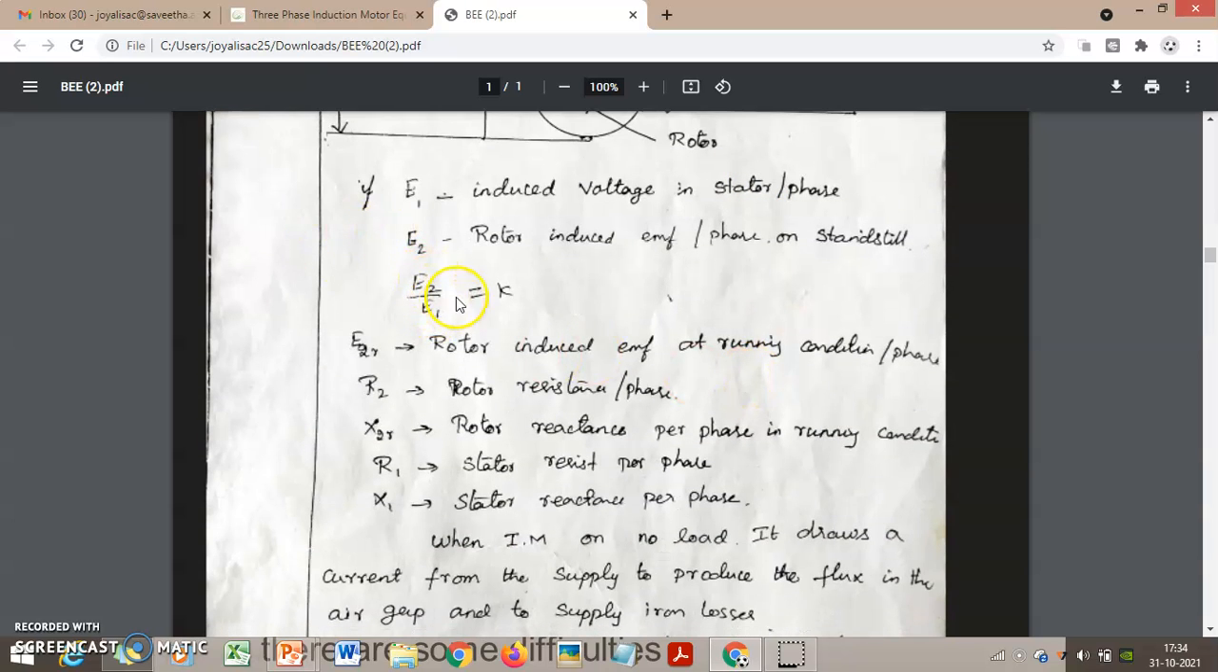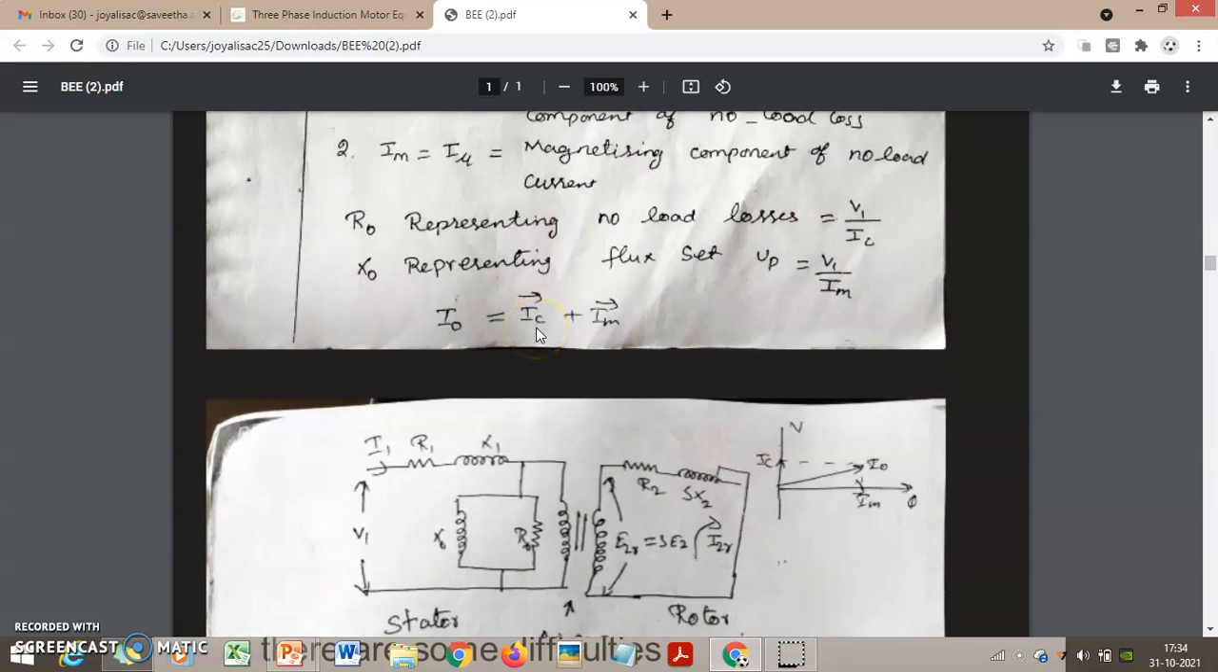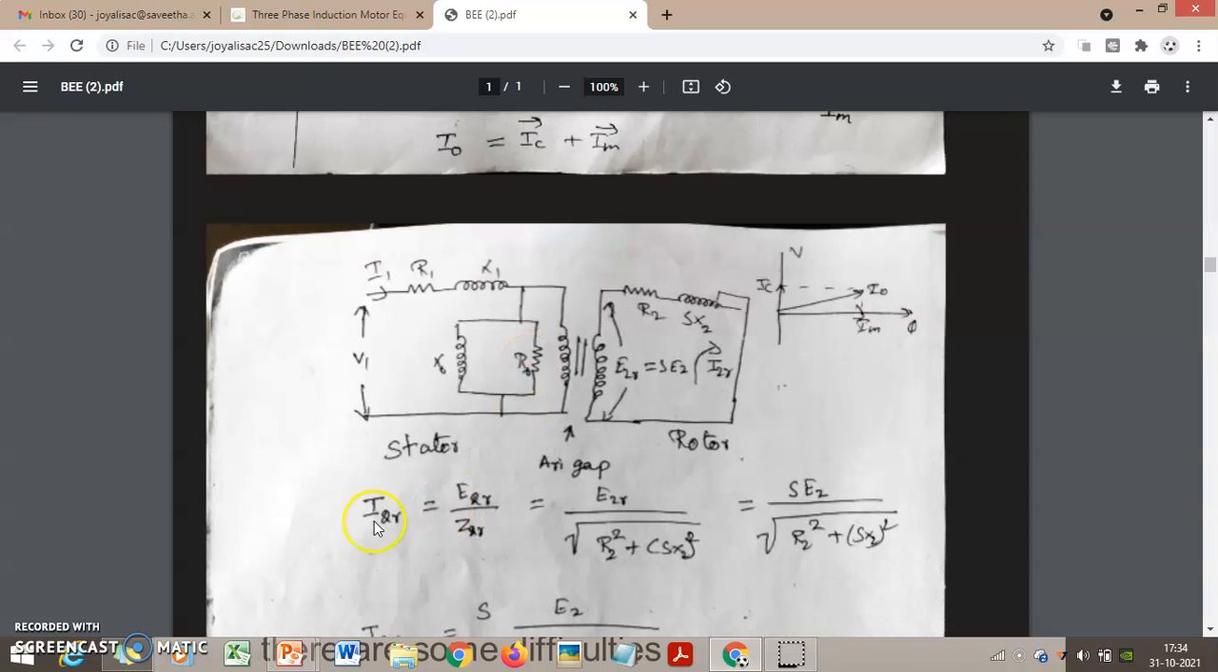There are two EMFs: E2 is the rotor EMF and E1 is the stator EMF. If E2 by E1 is taken as K, that is the constant. Substituting all these values, you will get the equation. What is I2? I2 is nothing but E by Z. Generally, I is equal to V by Z, and here the voltage is taken as the EMF. So I2R equals E2R divided by Z2R. Instead of Z2R, we substitute R2 plus J S X2. Since Z is R plus JX, we take the magnitude, so it is the root of R2 square plus (S into X2) square.